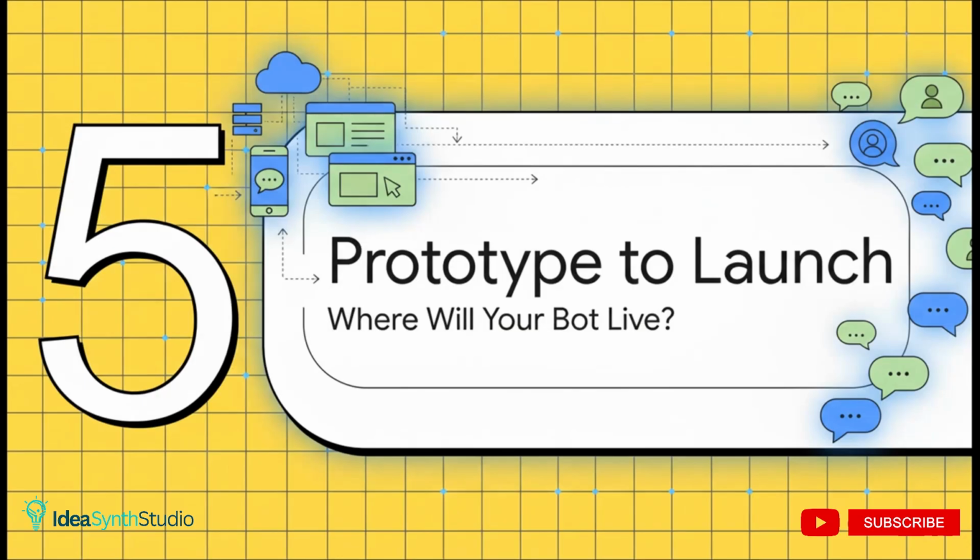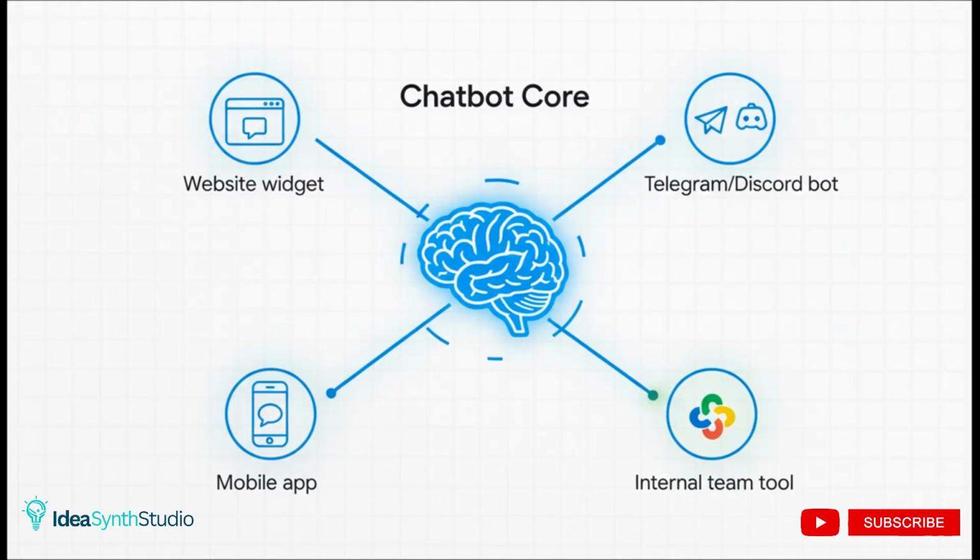Okay, you've designed it, you've built it, you've made it smart and safe. Now it's time for the final step, unleashing your creation on the world. So where is this bot going to live? And you've got so many options. It could be a little widget on your website. It could be a bot inside Telegram or Discord. You could even build it as an internal tool just for your team. The same powerful AI brain can live in all these different places at once.